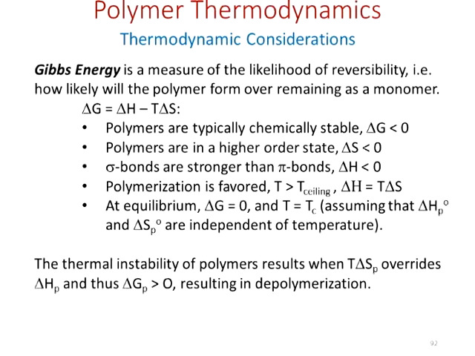All right, the thermal instability of the polymer results when T delta S of the polymer overrides the delta H of the polymer, and thus that forces delta G to be greater than 0. So this is just the math here that we look at. If you look at the equation, you plug these in when delta S overrides the delta H of the polymer. Therefore, we're going to get delta G being greater than 0. And when that's the case, this results in depolymerization.